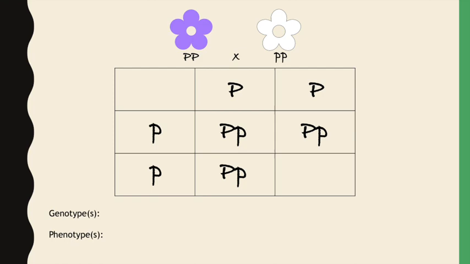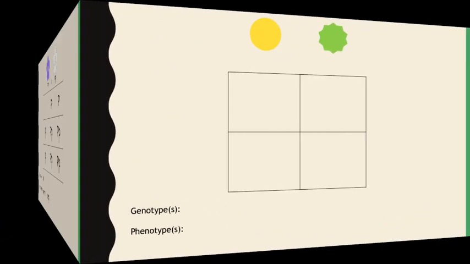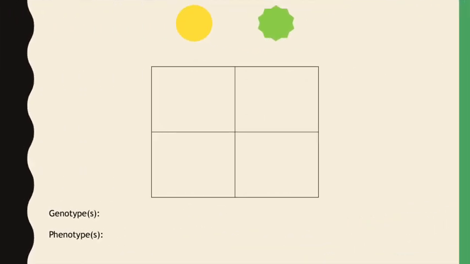To determine the probability of a particular phenotype, we analyze the genotypes. In this monohybrid cross, since all the offspring have the same genotype, capital P lowercase p, they will exhibit the same phenotype, which is purple flowers. Now, let's move on to dihybrid crosses, which involve the inheritance of two different traits governed by two genes. We'll extend our Punnett square to accommodate the additional gene.